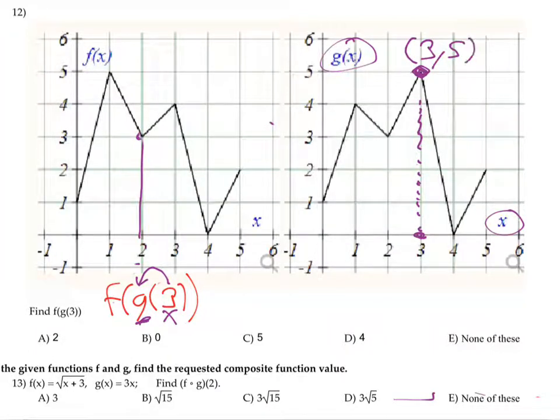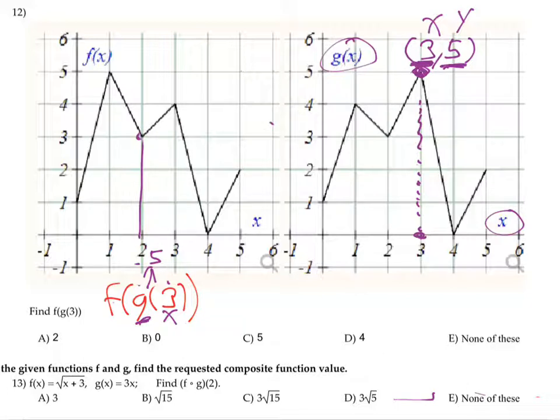3, 5. X value 3, y value 5. So x is 3, y is 5. That means when you put 3 into the g function, it spits out a 5. It's like a toaster: put in bread, get out toast. Put in 3, get out 5.